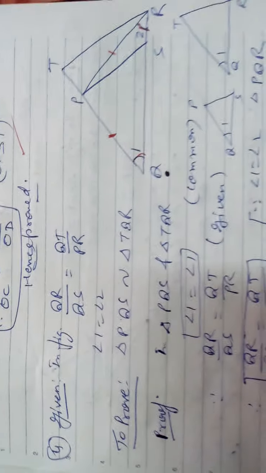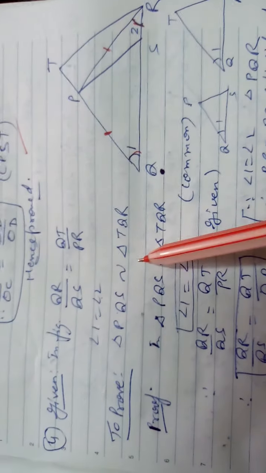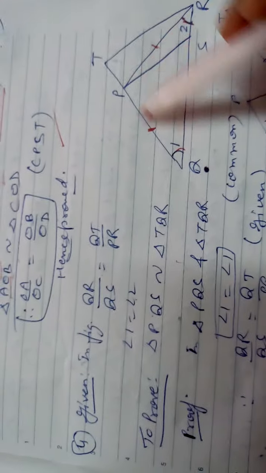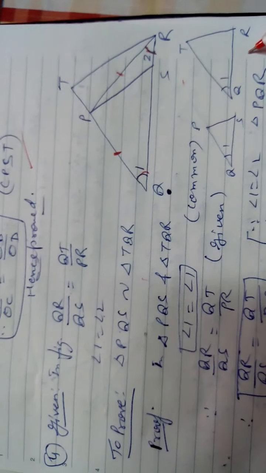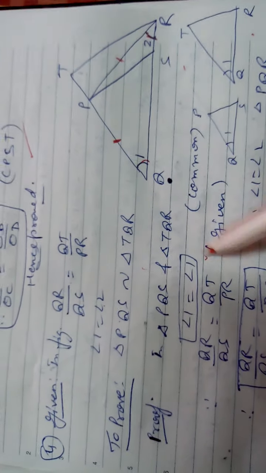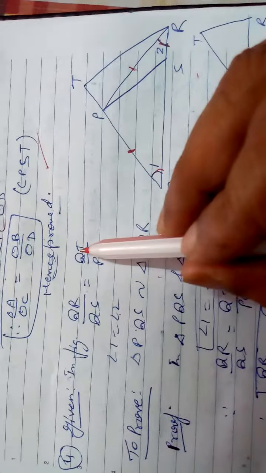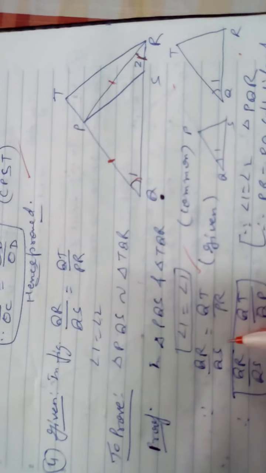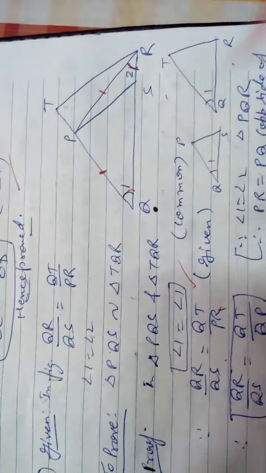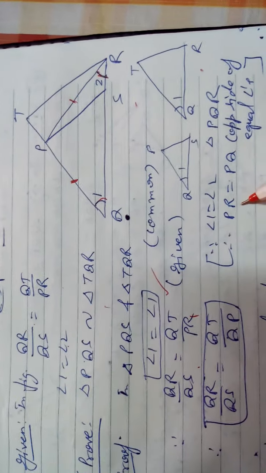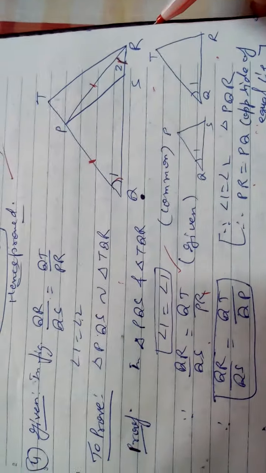Now you will prove these things are given and you want to prove PQS. So you take the PQS and TQR, two triangles separately. Q is common in both, angle 1 equal to angle 1. QR upon QS is equal to QT by PR, it is given, but PR can be replaced by QP. PR is equal to PQ because of opposite side of equal angle in triangle PQR.